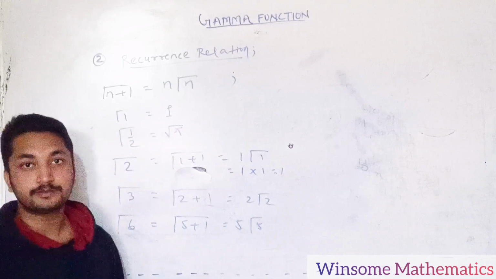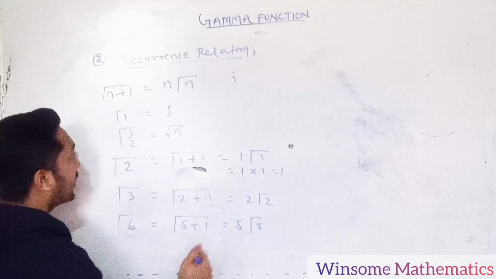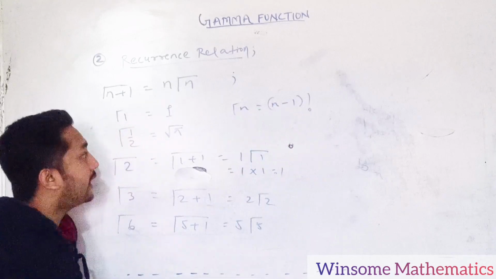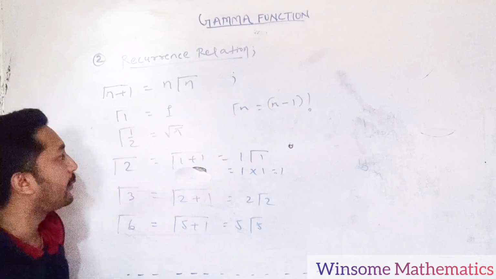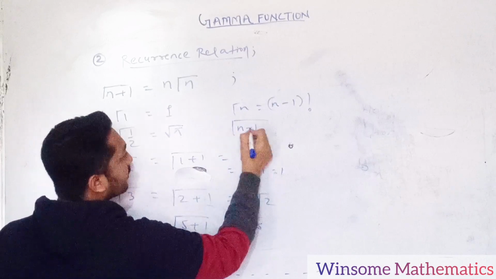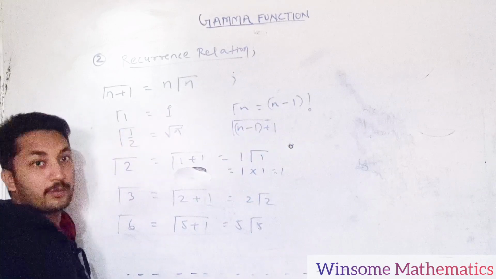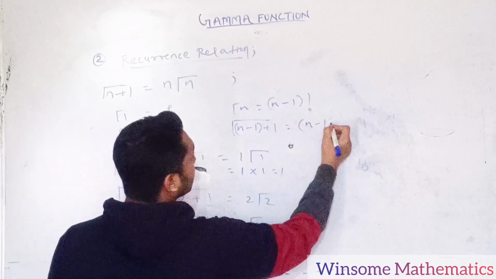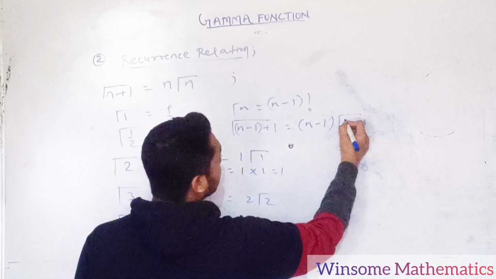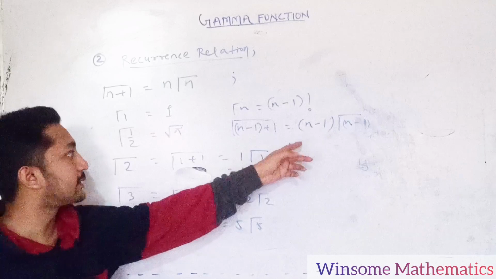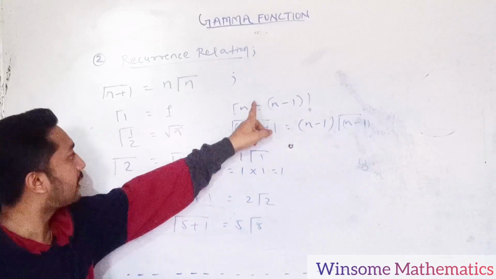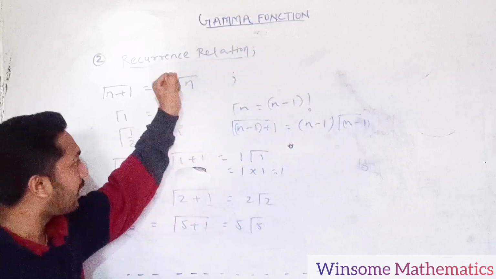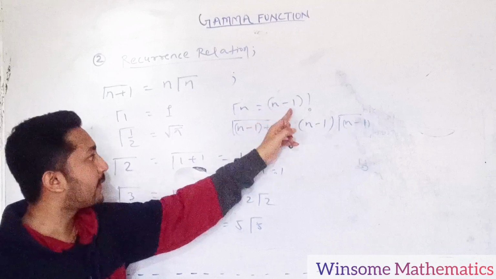Now you will tell me that we can also solve it simply, that gamma n is equal to n minus 1 factorial. But how does it come? It can also be compared with the recurrence relation. Simply you can write gamma n as n minus 1 plus 1, so this is n minus 1 gamma n minus 1. You can write gamma n as n minus 1 gamma n minus 1. This is also a representation. And we know that gamma n is equal to n minus 1 factorial.